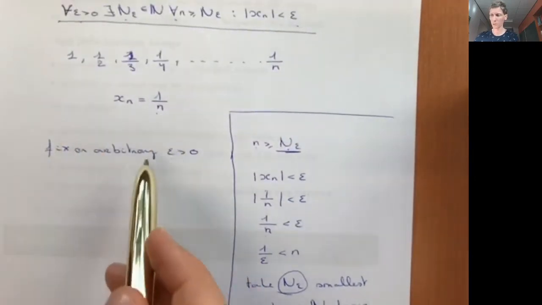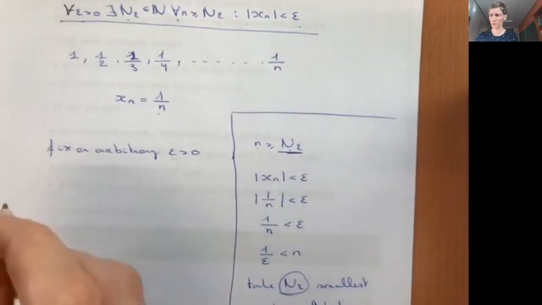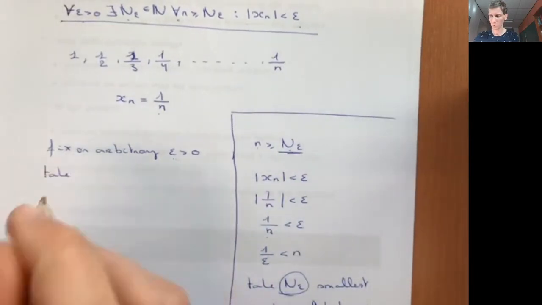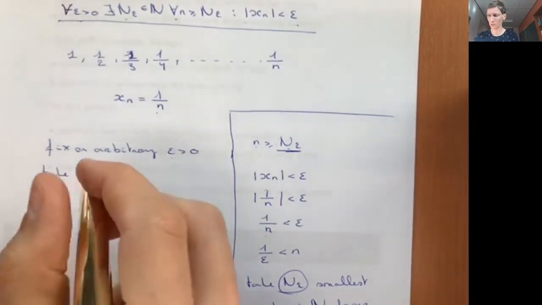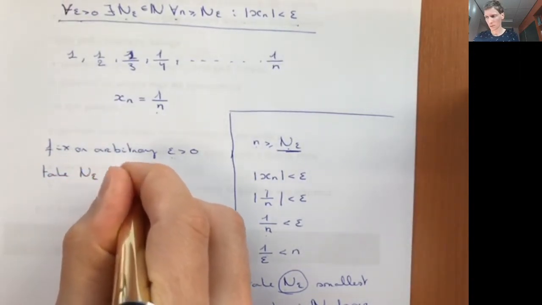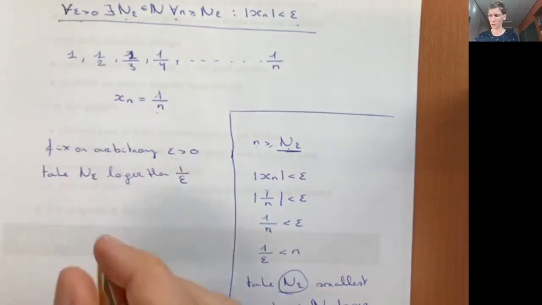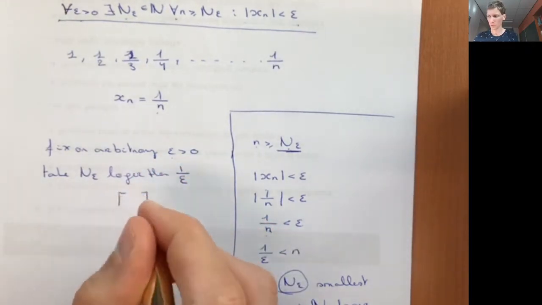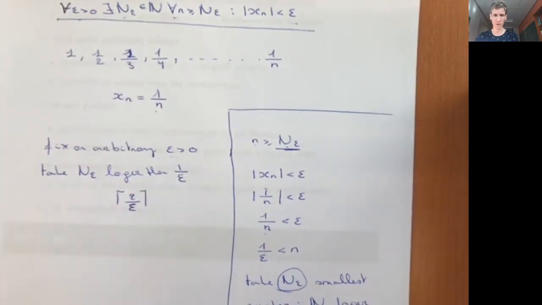So now we have fixed an arbitrary epsilon. Now we need to know what big N has to be. So take an N_epsilon, which may depend on epsilon, larger than 1 over epsilon. For example, the smallest number above 2 over epsilon. I don't care, as long as it's bigger than 1 over epsilon.